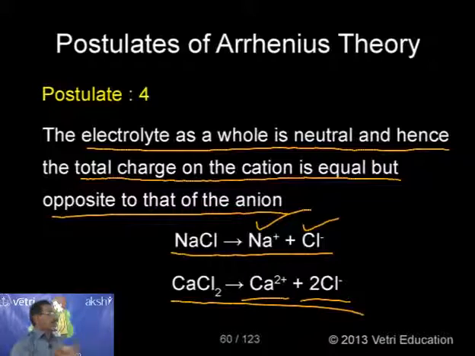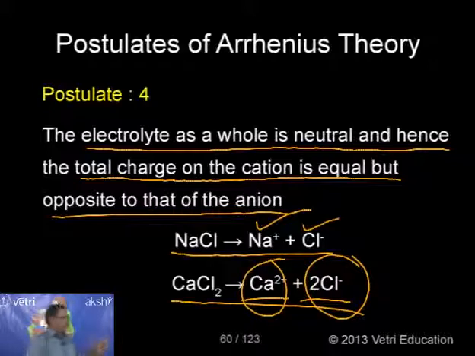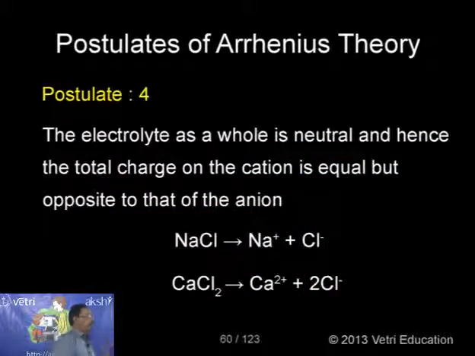Charges are equal, but the numbers of ions are not equal: one positive ion and two negative ions. So ions will not be equal, but charges should be equal. This is the most important information regarding the postulate. The electrolyte as a whole is neutral, and hence the total charge on the cation is equal but opposite to that of the anion. But it is not necessary that the total number of anions and cations will be equal. This is the interesting information regarding postulate 4.